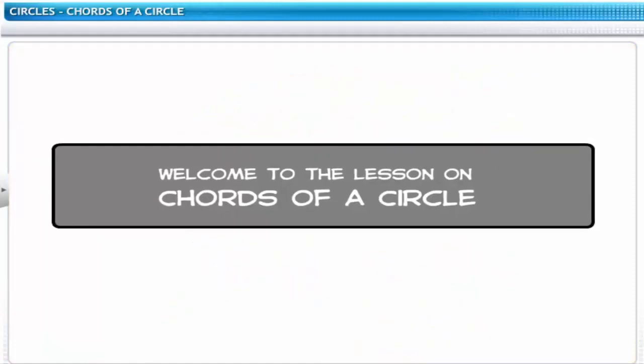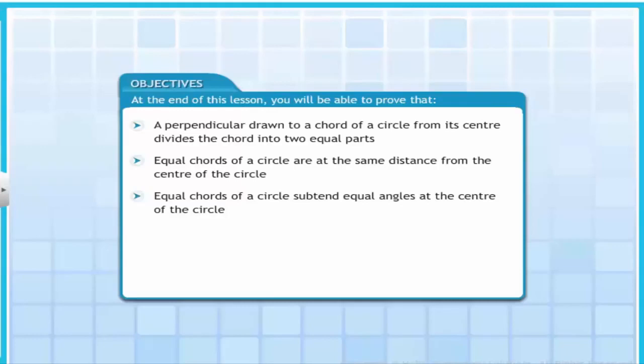Welcome to the lesson on chords of a circle. At the end of this lesson, you will be able to prove that a perpendicular drawn to a chord of a circle from its center divides the chord into two equal parts. You will also be able to prove that equal chords of a circle are at the same distance from the center of the circle, and equal chords of a circle subtend equal angles at the center of the circle.